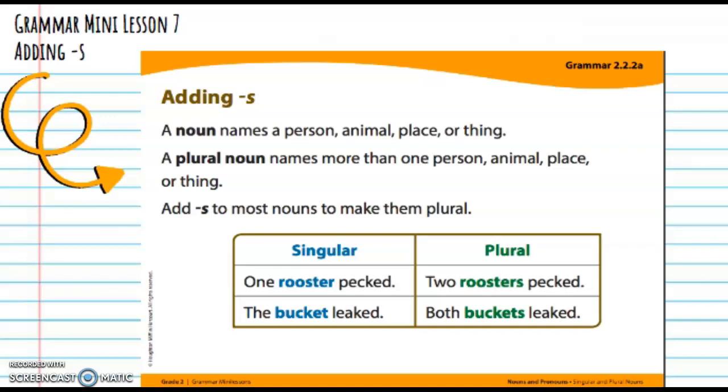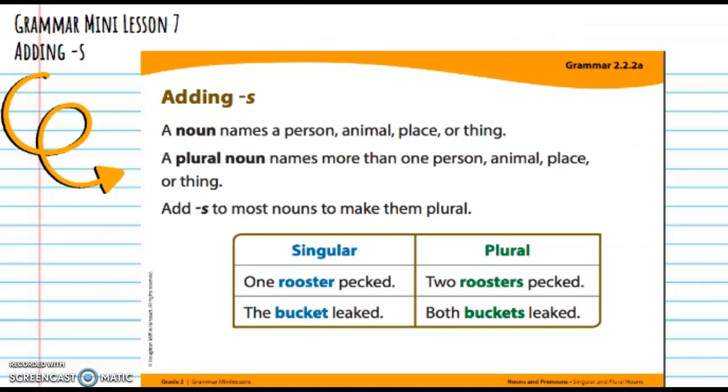Let's look at some examples of singular and plural nouns in sentences. One rooster pecked. Rooster is singular because it tells about one. Two roosters pecked. Roosters is plural because it talks about more than one. We added an s at the end to make it plural.